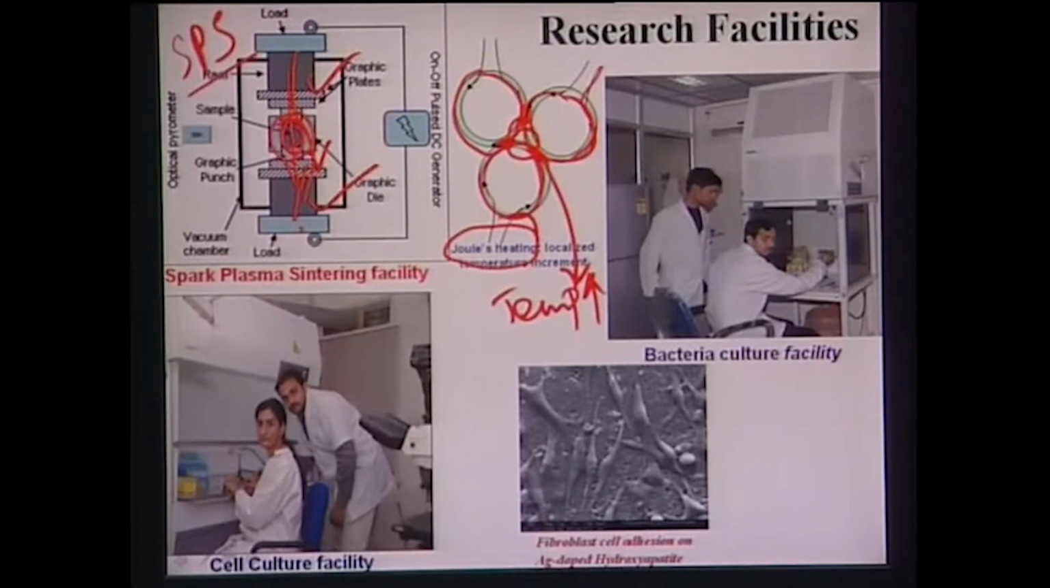Now, this is the bacteria culture facility. This is a vertical laminar flow where you can culture different bacterial strains like E. coli or Staphylococcus species and so on. This is the cell culture facility, which has several pieces of equipment, including microscopes like phase contrast or fluorescent microscopes, as well as the laminar flow hood, which people use as a wet bench. We have a CO2 incubator for incubating the cells. This is an image typically showing how cells proliferate in silver doped hydroxyapatite.